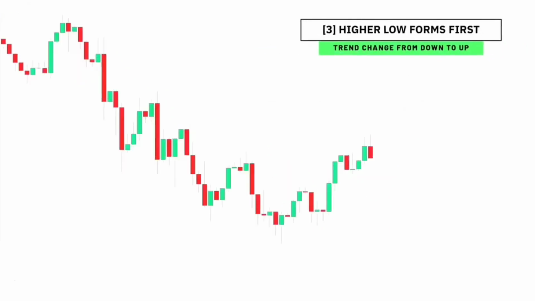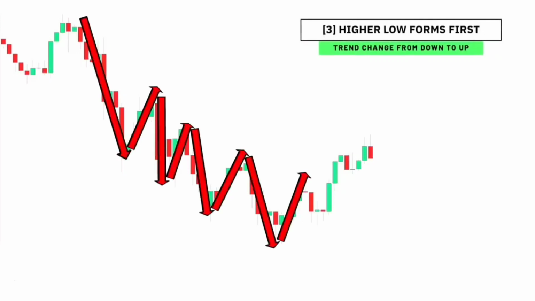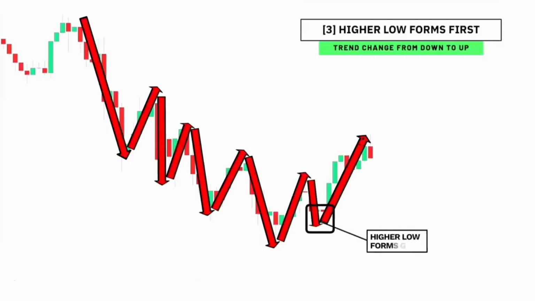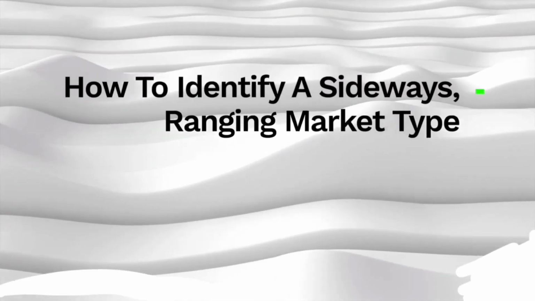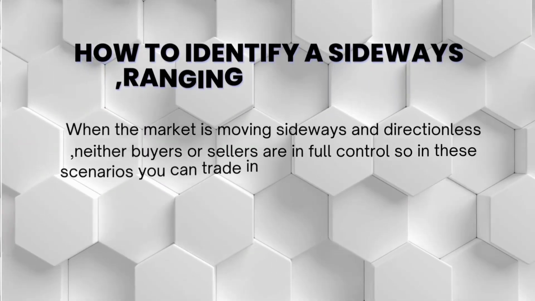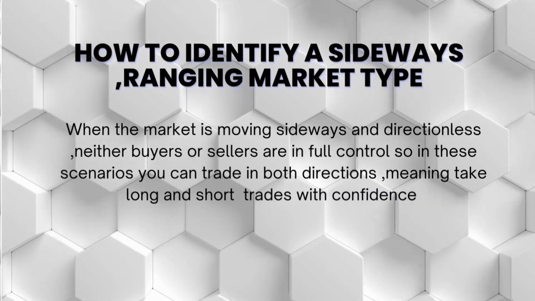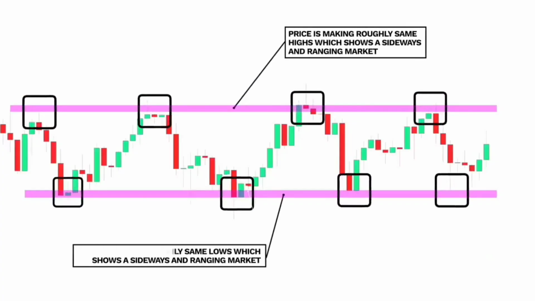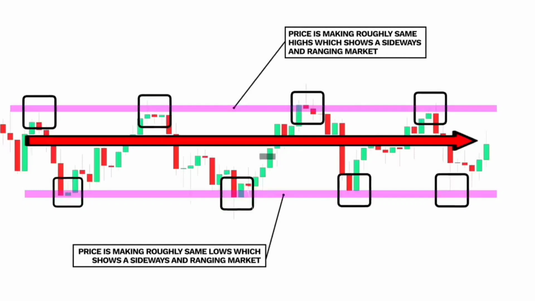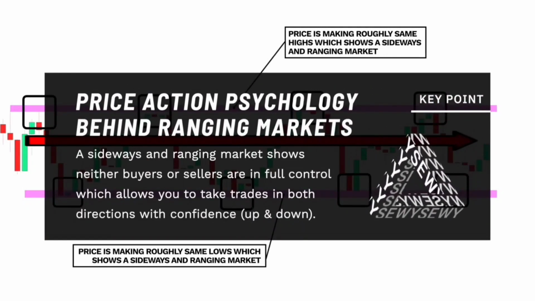Type 3: a downtrend with lower highs and lower lows before a higher low forms first, followed by a trend change breakout and a higher high. So how do you identify a sideways range market? Price makes the same high and the same low and moves in a sideways direction. In a market like this, you can trade in both directions with confidence.